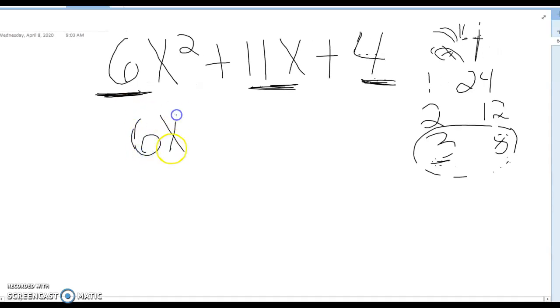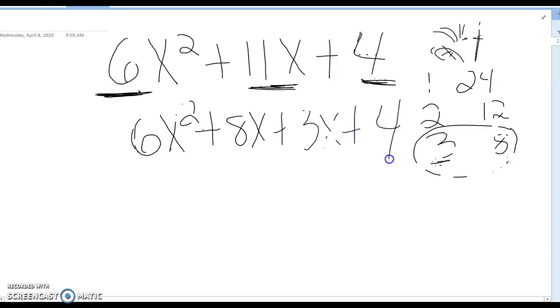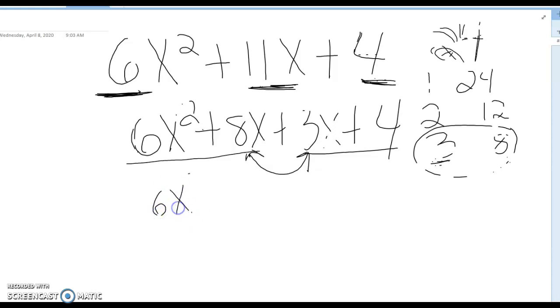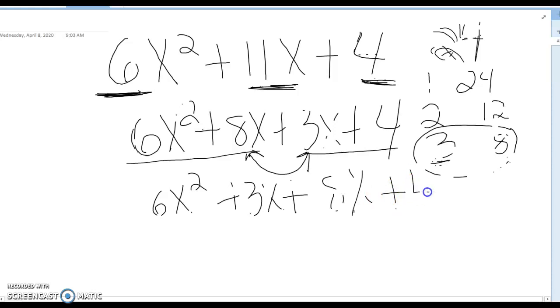If I had 6x squared and I first wrote plus 8x plus 3x plus 4, what happens is right here I can't find a common factor, and right here I can't find a common factor. So if I switch the order of these two, it will make it easier for me. So I'm going to write 6x squared plus 3x plus 8x. Sorry, my stylus is not working. Plus 4. Okay, this is an 8.